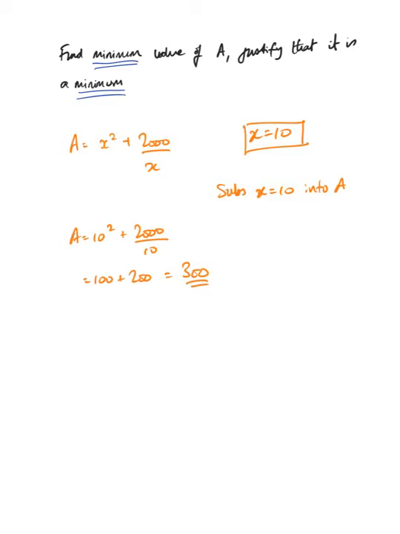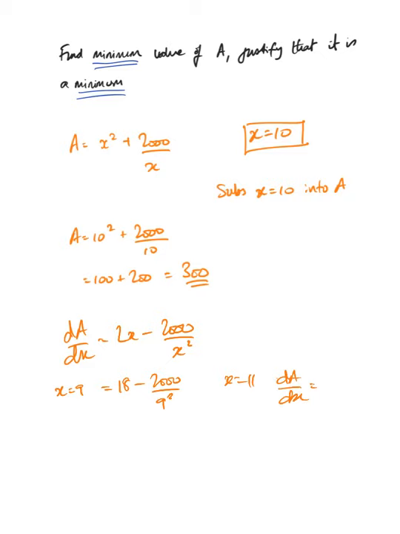There's a few different ways we could show it's a minimum. One thing you could do is draw a picture of the graph, or I could find the differential for, say, x is 9 and x is 11. So we had dA dx was 2x minus 2000 over x squared. So when x is 9, dA dx is 18 minus 2000 over 9 squared. When x is 11, dA dx is 22 minus 2000 over 11 squared.